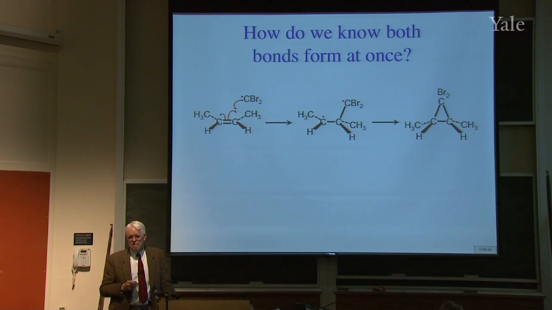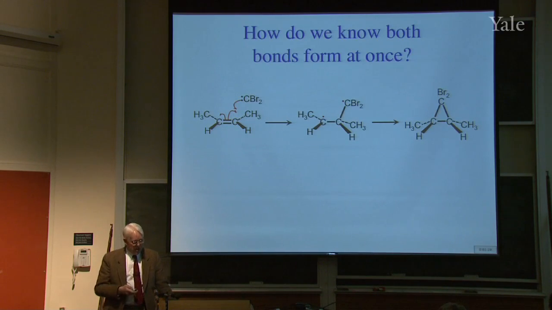Anybody got an idea? Chris, you have any idea of how you can tell whether two bonds are being formed at once? Pardon me? Wells, you have an idea? Have you ever seen an example before where you can tell that two bonds are being formed at once and not one bond at a time? Daisuke, got an idea? Okay, the rates are one way one tries to do things like that. Roy?